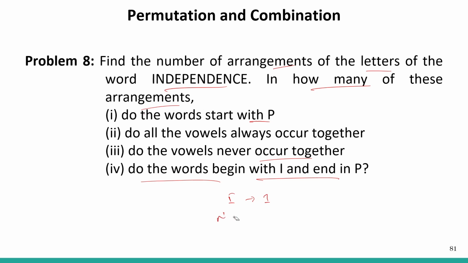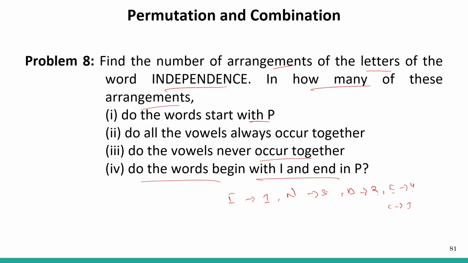N is repeated thrice, that is, it occurs thrice. And D happens twice. E happens 1, 2, 3, 4, E happens 4 times. C occurs only once. So the total number will be 1 plus 3, that is equal to 4, 5, 6, then 10, 11. So 1, 2, 3, 4, 5, 6, 7, 8, 9, 10, 11, 12.